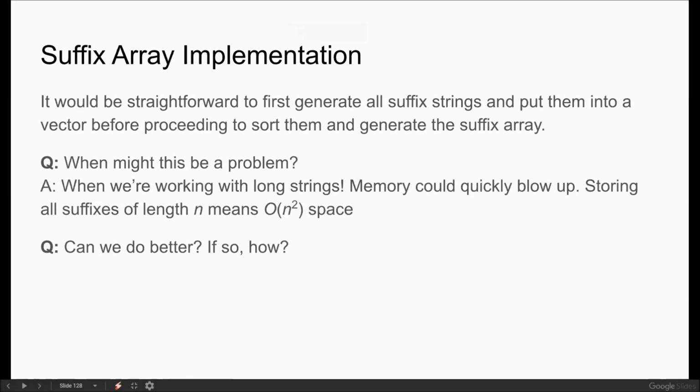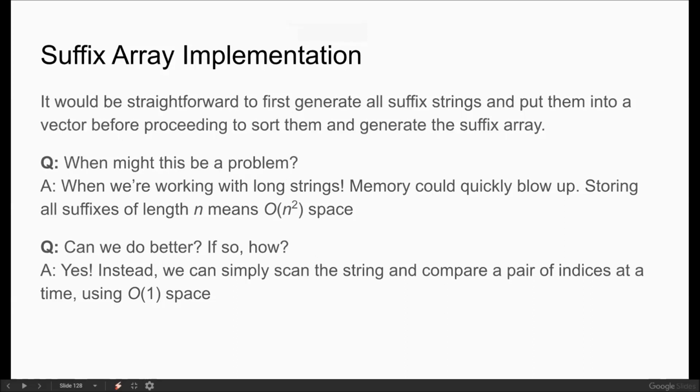The question obviously hints at the fact that we can do better, but maybe give yourself a minute to think about how you would improve upon this, and pause the video if you would like to. It turns out that we actually can do all of the suffix comparisons using constant space. We can do this by simply scanning the string and comparing pairs of indices at a time.